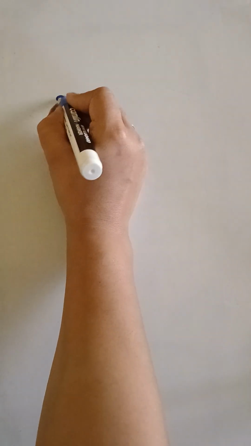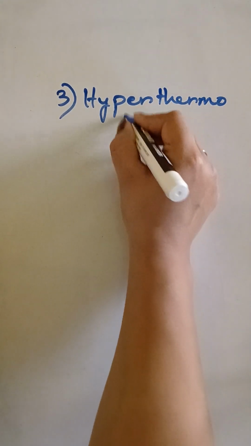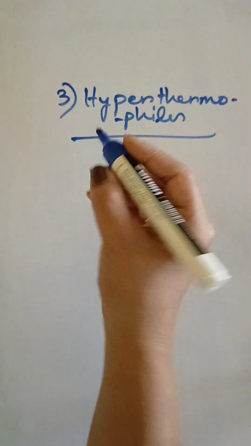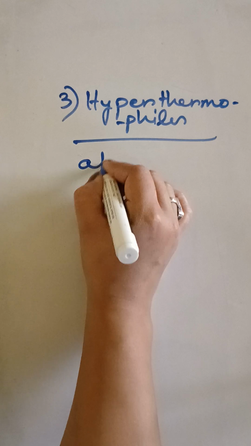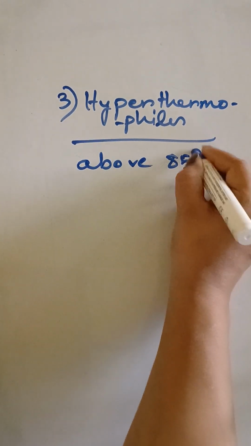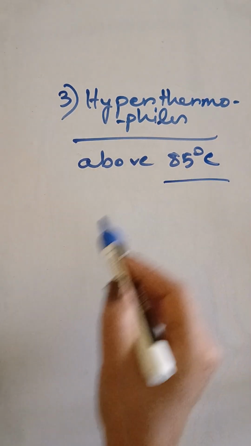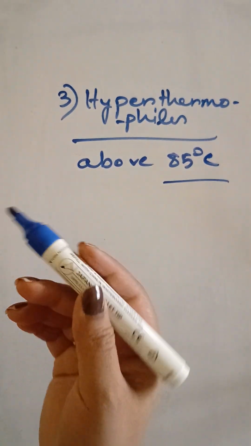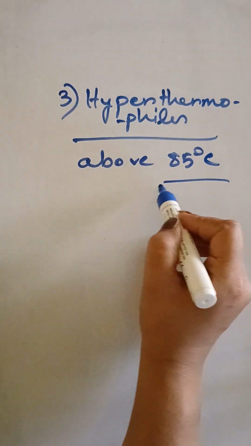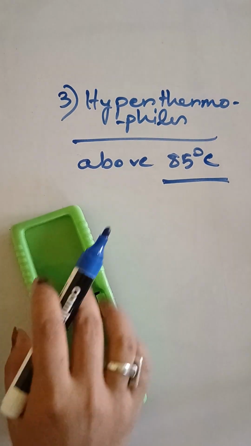Another one is hyperthermophile. This is a single word. Hyperthermophile means the microorganism can grow at a temperature above 85 degree centigrade. Means they can tolerate relatively very high temperature, like 85, 90, 95 degree centigrade. Microorganisms from hot springs can tolerate this type of temperature or even more than that. So these are hyperthermophiles.